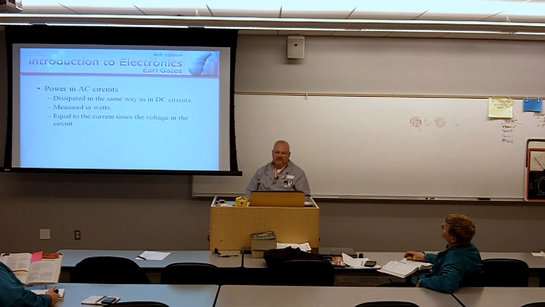Power in AC circuits is dissipated in the same way as in a DC circuit. It's measured in watts. That's not a question, it's a statement. Okay, watts. It's equal to the current times the voltage in a circuit. Voltage times current gives us power. P is equal to I times V, or E. Literally.